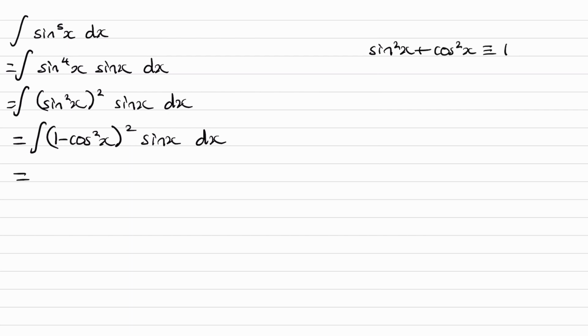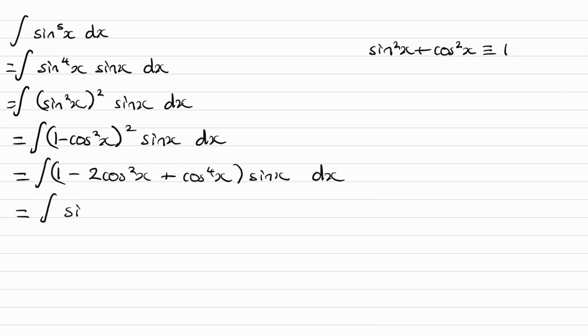Now we can expand this out, and hopefully you should see after that why this is a good method. You can expand this out. This becomes 1 minus 2 cos squared x plus cos to the 4x, all multiplied by sine x, and then we can times this out. This then becomes, so multiply this whole bracket by sine x, becomes sine x minus 2 sine x cos squared x plus sine x cos to the 4x.